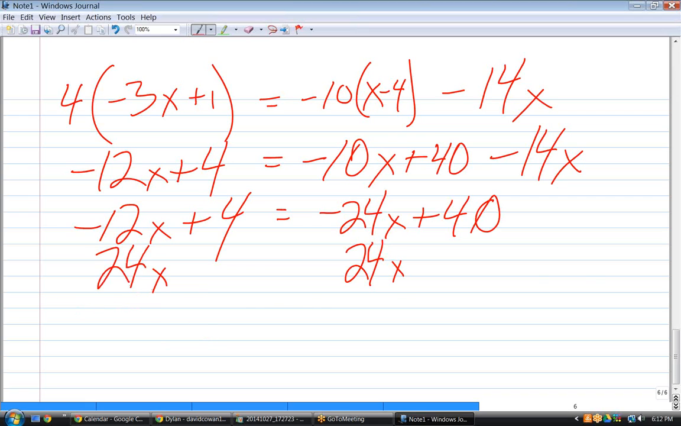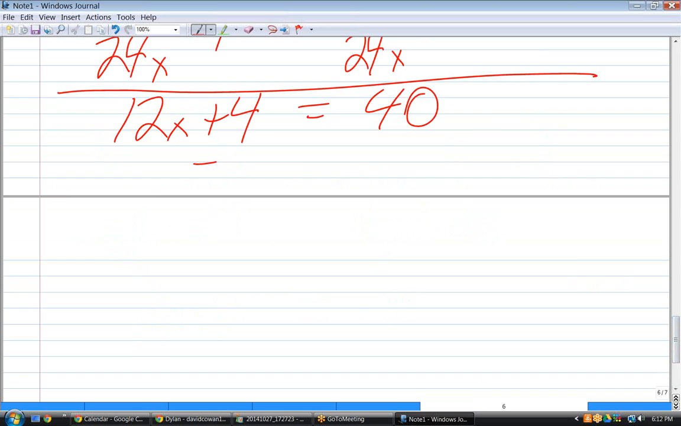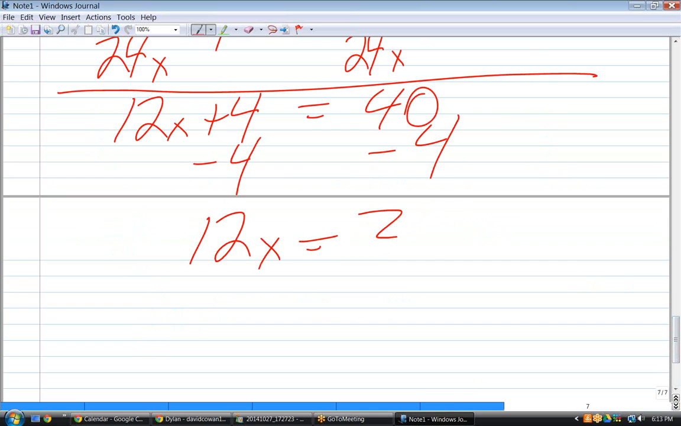Okay, so now what do we have? Now we have 12x plus 4 is equal to 40. Good. And then subtract 4 from both sides. And then you get 12x is equal to 36. And then x is equal to 3.